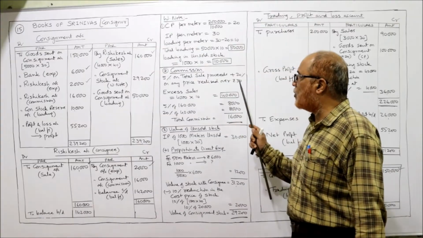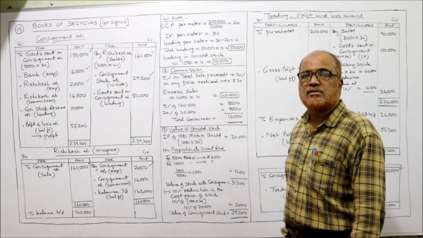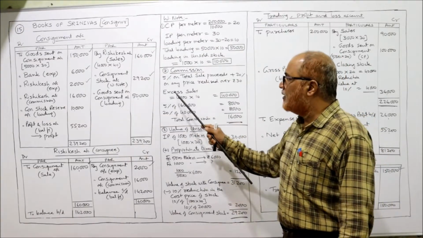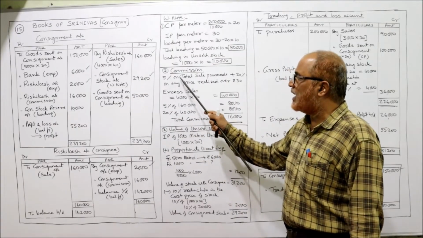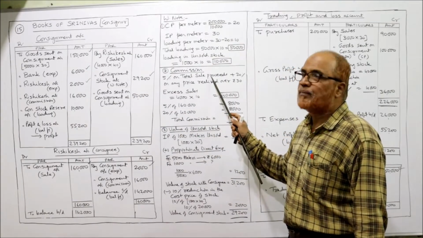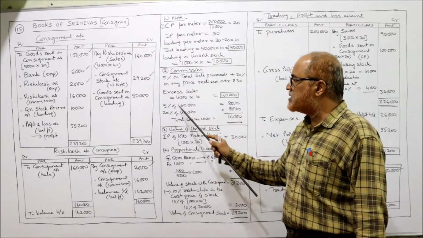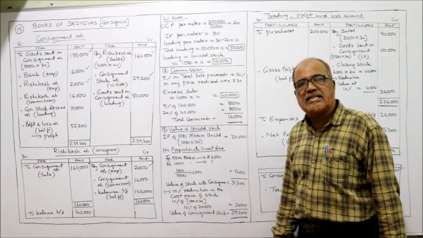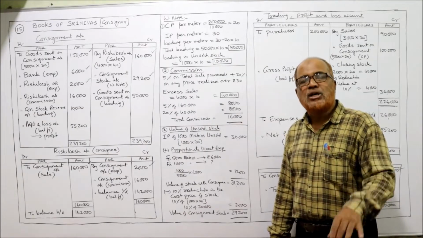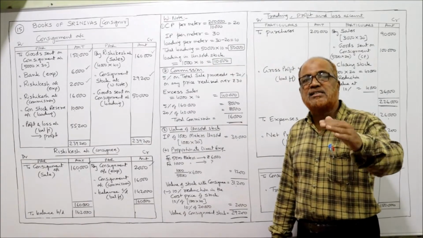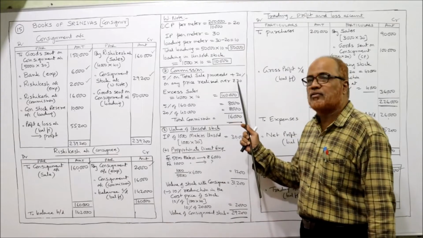On this 40,000, how much is the percentage? 20%. So now I am calculating commission. 5% on total sale proceeds. What is the total sale proceeds here? 1,60,000. So 5% of 1,60,000 is 8,000, plus 20% of any surplus realized over 30 rupees.